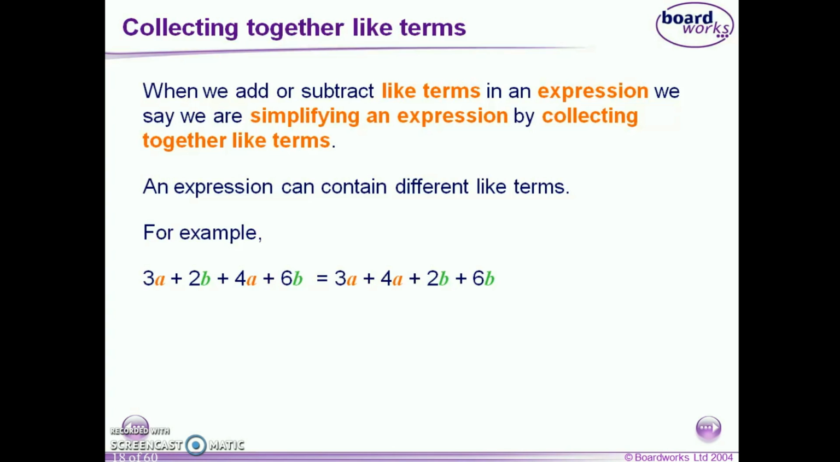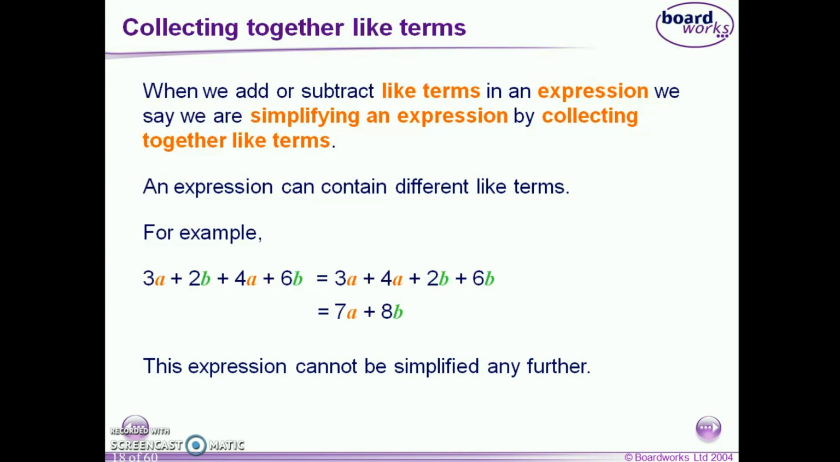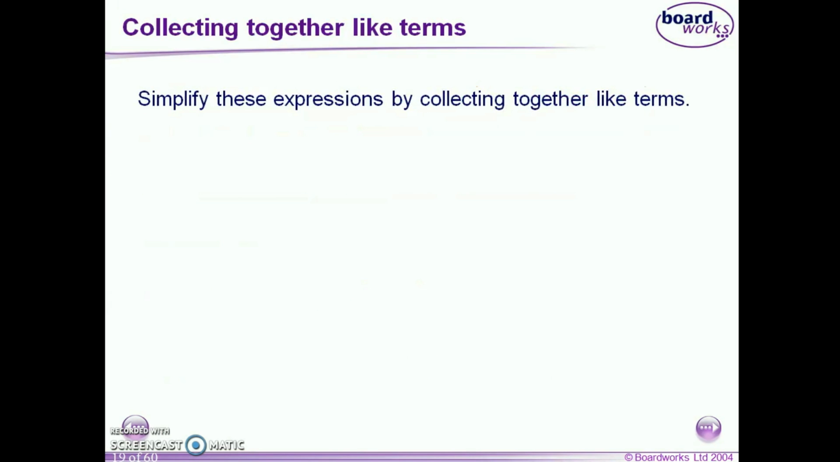So we rearrange 3a and 4a in the same group and 2b and 6b in the same group. So we use mathematical operations to get the answer, which is 7a plus 8b. This expression cannot be simplified any further. Now we go to the exercise. Simplify this expression by collecting together like terms.